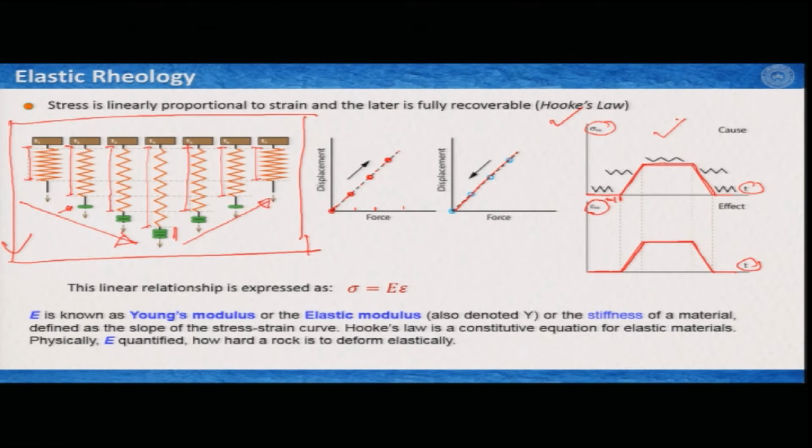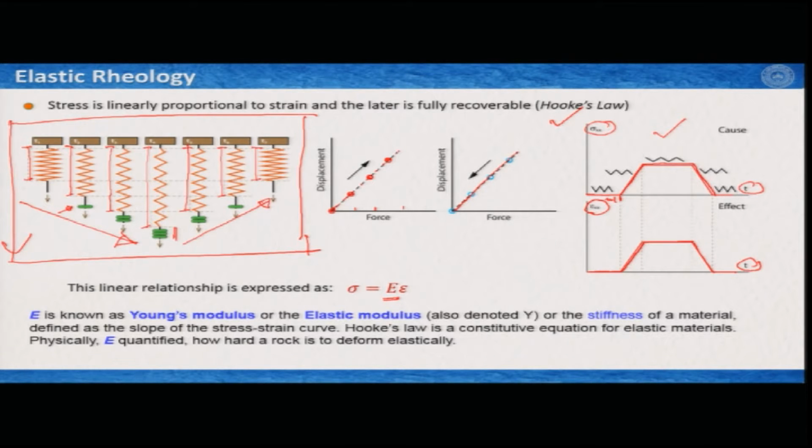has a linear relationship. So, stress is proportional to strain, and the linearity constant is defined by E, which is Young's modulus or the elastic modulus, or sometimes it is known as stiffness of a material. Now, in some books or texts you may find people writing E as Y. So, you just have to see what is their common understanding.